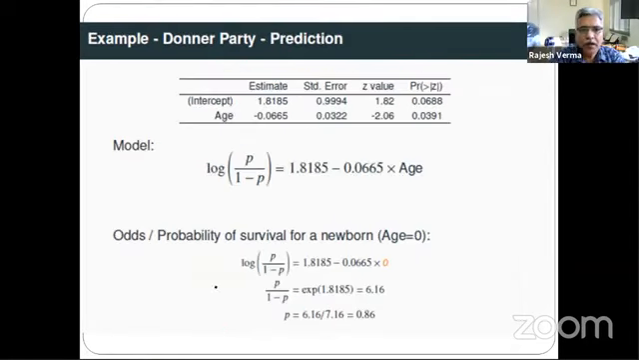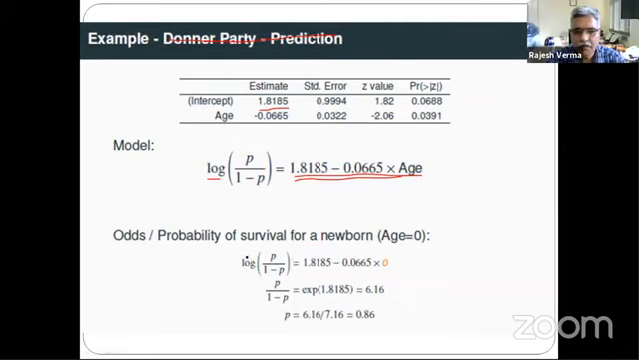So this is the model, log of p over 1 minus p. This is the intercept 1.8185 minus 0.665 into age. This is the logit basically. And then we can find the odds. Please ignore this title here. This is an example that I give. This is the probability of survival of a newborn.